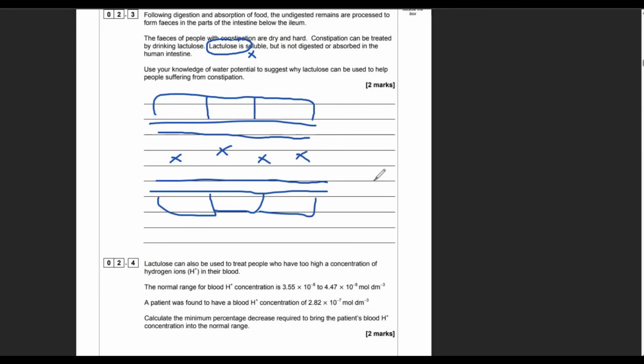And what they're saying is this lowers the water potential. So what do you think is going to happen? Well, water is going to move in by osmosis from a high water potential to a low water potential because the lactulose has lowered the water potential in the lumen. That means water will move in by osmosis from the surrounding cells into the lumen and mix with the undigested food, and it will soften the feces. Lovely. Okay, let's put that answer down.